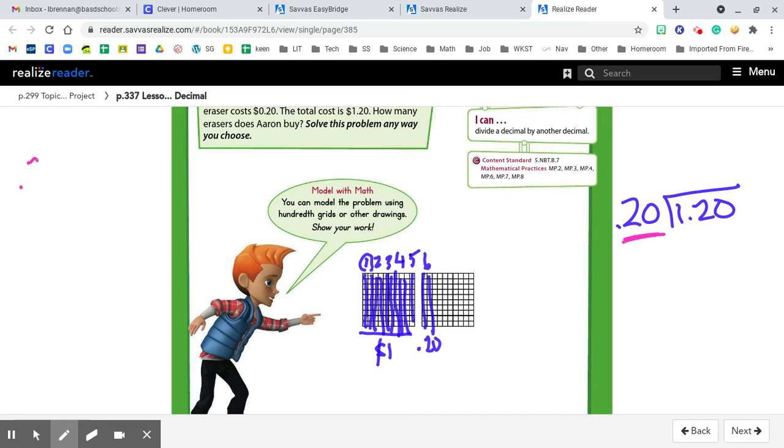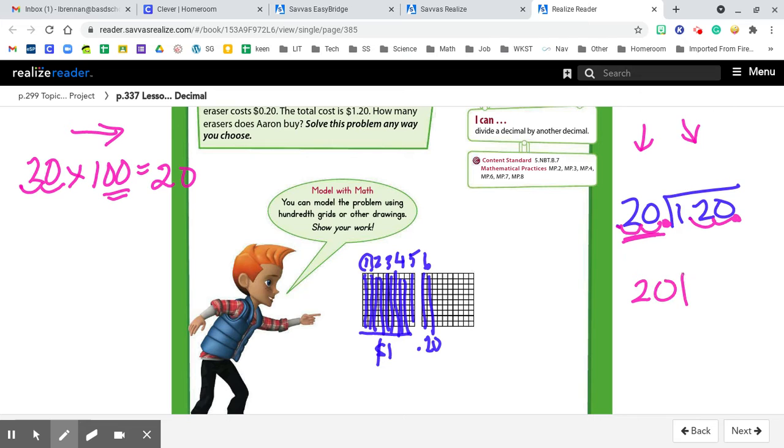So if we multiply 0.20 times 100, remember when we multiply, the decimal goes to the right, and by 100 it will go 2 places, so we'll wind up with 20. So if I multiply 0.20 times 100, I will get 20, and whatever I do to one side, I have to do to the other side. So I'm going to have to move the decimal 2 places here, so I wind up with this problem. 20 divided into 120 is 6.